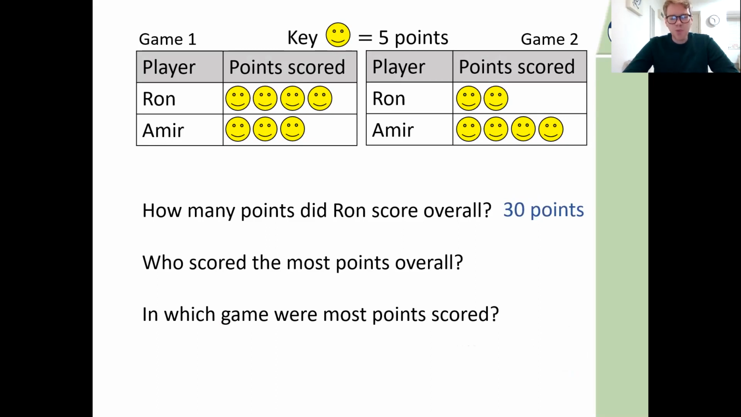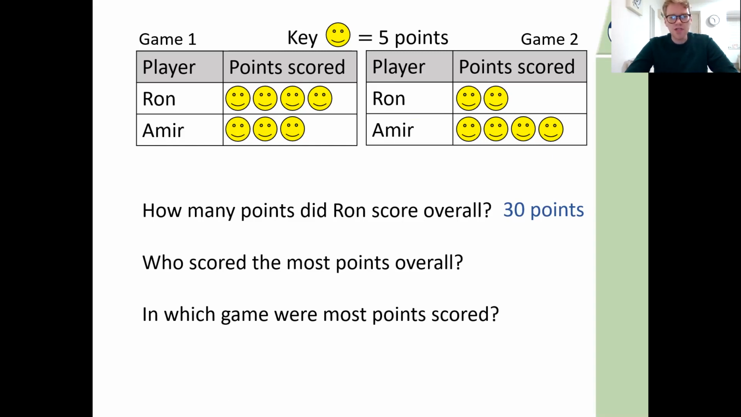Who scored the most points overall? So again, we can do some counting here. We can count up all of Ron's points overall. We know that's 30. We can count up Amir's points overall. He's got 1, 2, 3, 4, 5, 6, 7 symbols, each worth 5. So we could use our multiplication knowledge. We know that 7 times 5 is 35. Or we could have counted up in 5s for each symbol. So 5, 10, 15, 20, 25, 30, 35, both get us the same answer.